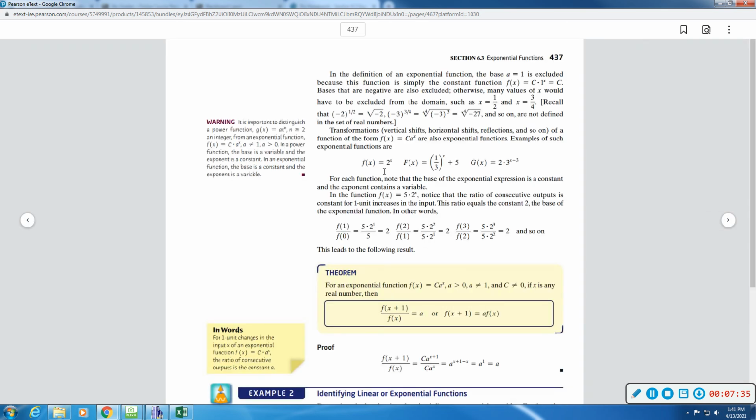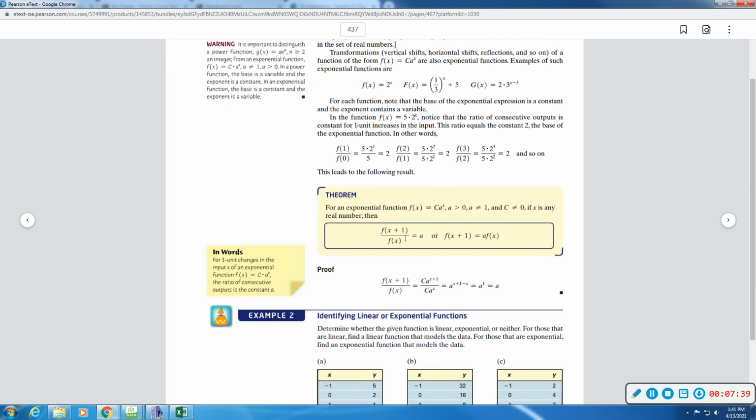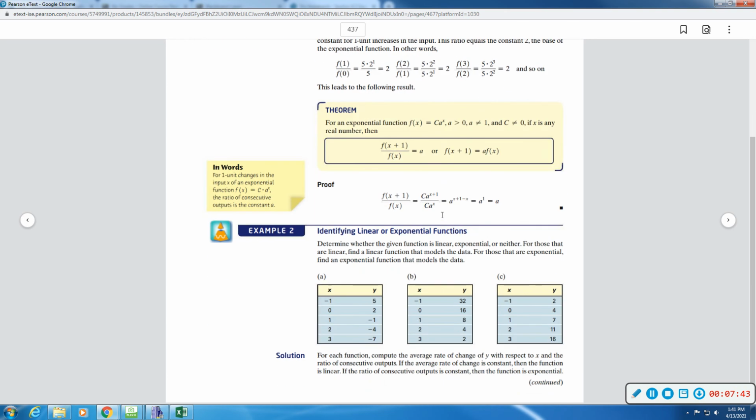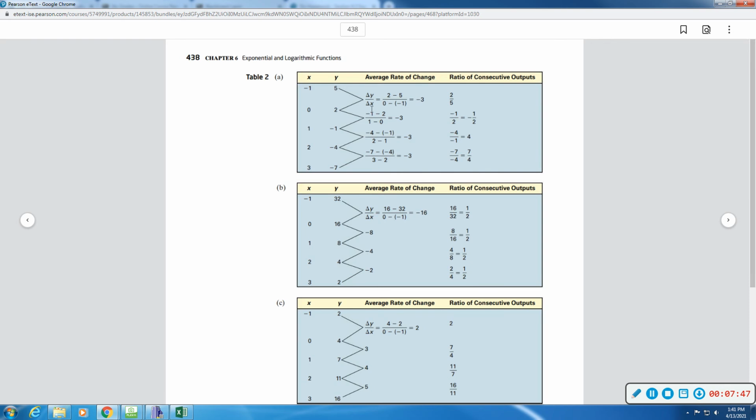Continuing on, kind of want to point out a few things. Here's the theorem, good to look over. We don't use it a whole lot, but it's good to kind of know where things come from. Let me continue. We will be looking at tables and trying to figure out if it is exponential or if it is linear. So what you do is you find that average rate of change or the slope, the ratio.